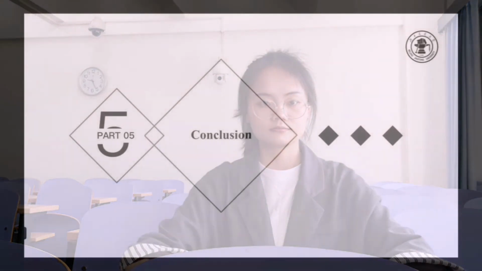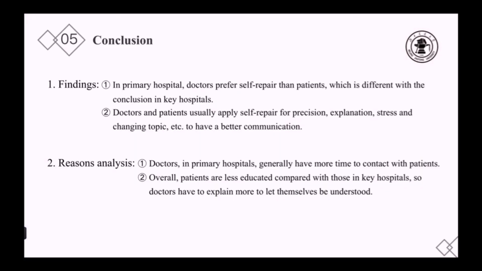Finally is the conclusion part. In this part, I will mainly present it from major findings and reasons analysis. This study mainly has 2 findings. The first is in primary hospitals, doctors prefer to use self-repair than patients, which is different from the conclusion drawn by previous studies in K hospitals. And the second is doctors and patients usually apply self-repair for a precise description, for an explanation, or for emphasis, or for changing topic, etc., to have a better communication so that they can achieve mutual understanding with each other.